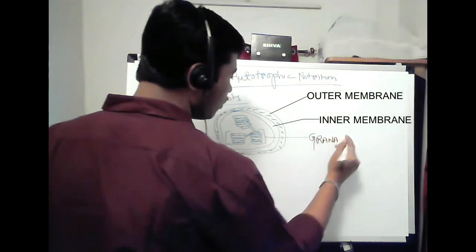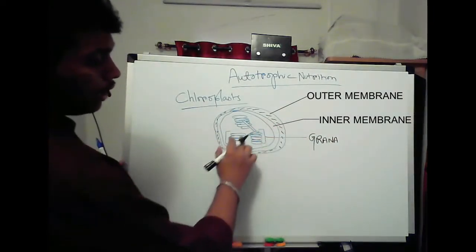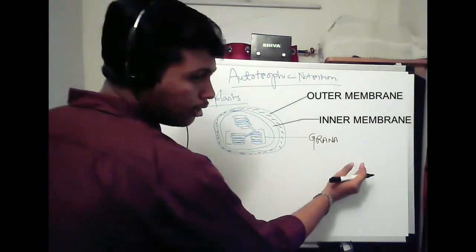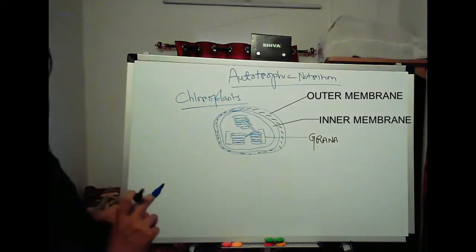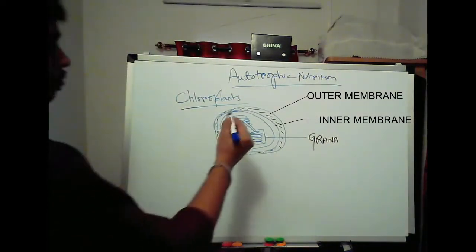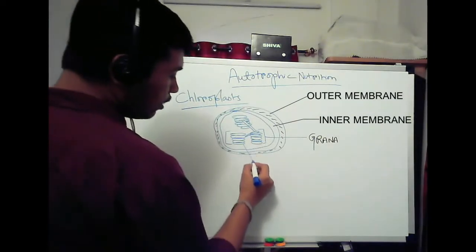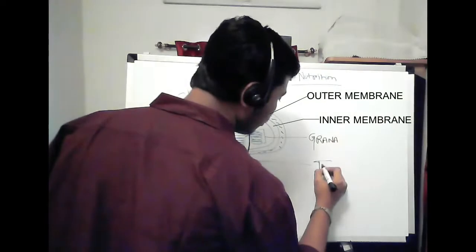Always remember these when you are marking your diagram in biology. Draw the diagram, and always the marking should be in the right-handed column, and the marking should be in block capitals for the examiner to read it properly. This is your grana.